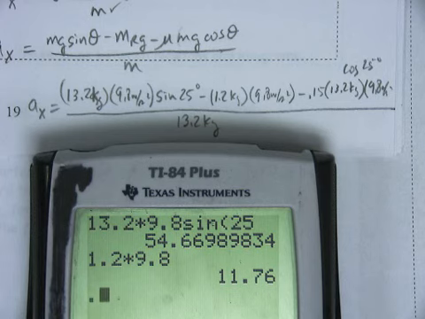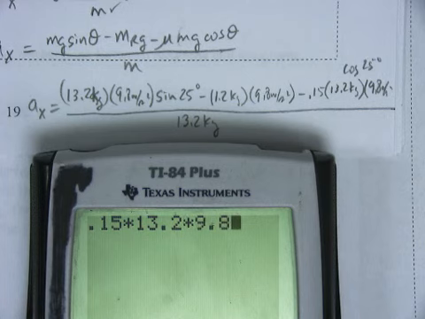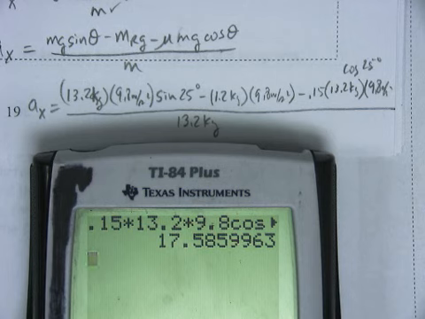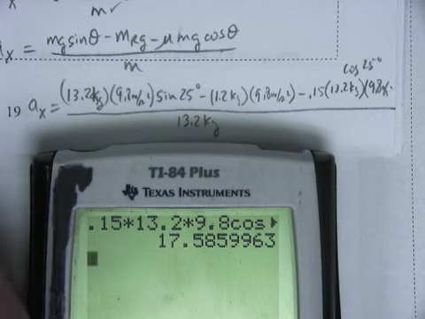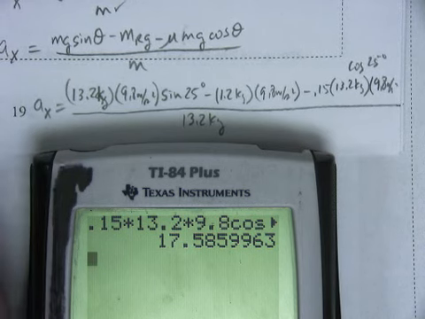The next one's a long one: 0.15 times 13.2 times 9.8 times cosine of 25. That gives us 17.6, and that's minus, so negative 17.6. That's all divided by our mass, which is 13.2.